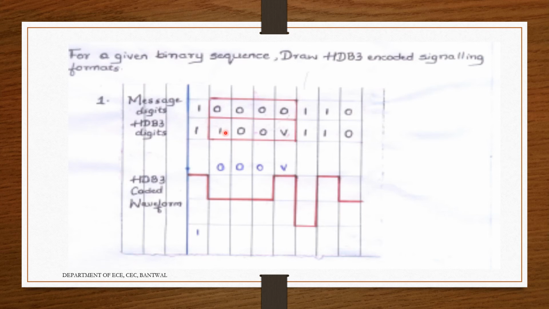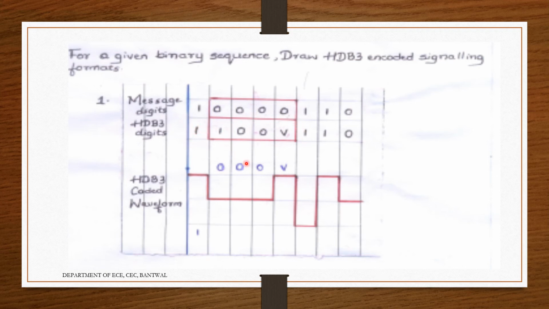First check in the table for odd. So for odd, which pattern will come? It will come as 0 0 0 V. And I have to check which is the previous pulse here. The previous pulse is 1 here. So 1 is nothing but positive. So I have to check first whether it is odd or even. Then I have to check for the previous state, which one is the state, then I have to go for it.